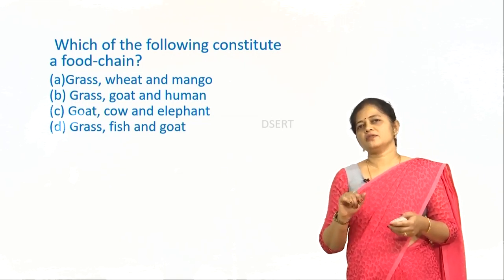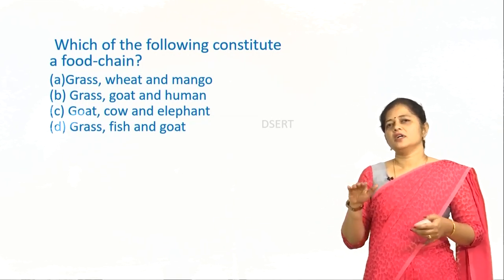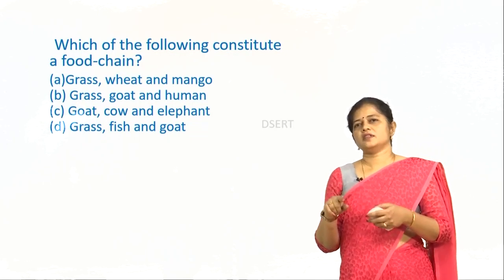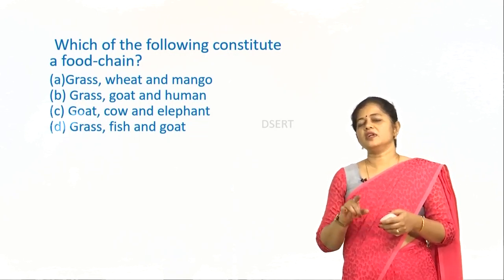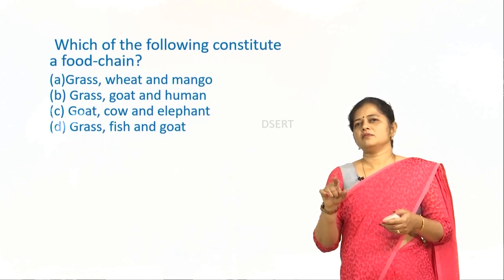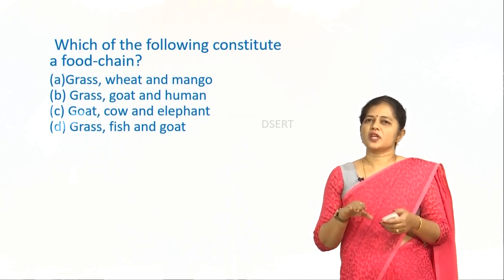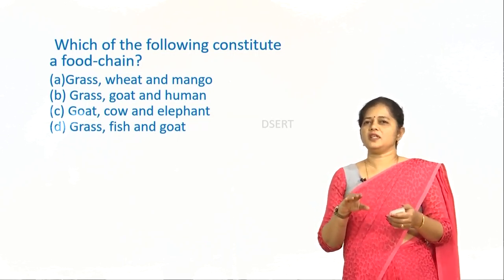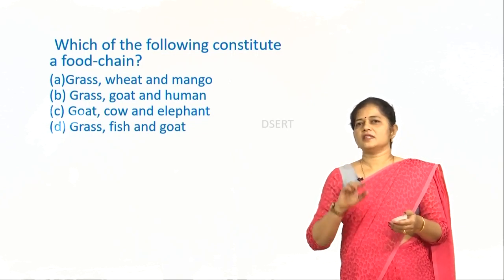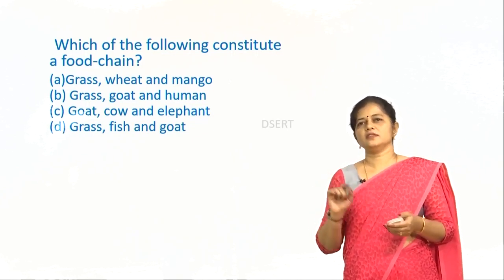So now coming to the fourth one, though you have a producer, a secondary consumer and a primary consumer, the grass is not eaten by the fish, or the grass, even if it is eaten by the goat, cannot be eaten by the fish. So you cannot constitute a food chain by any other than option B, grass, goat and human beings.